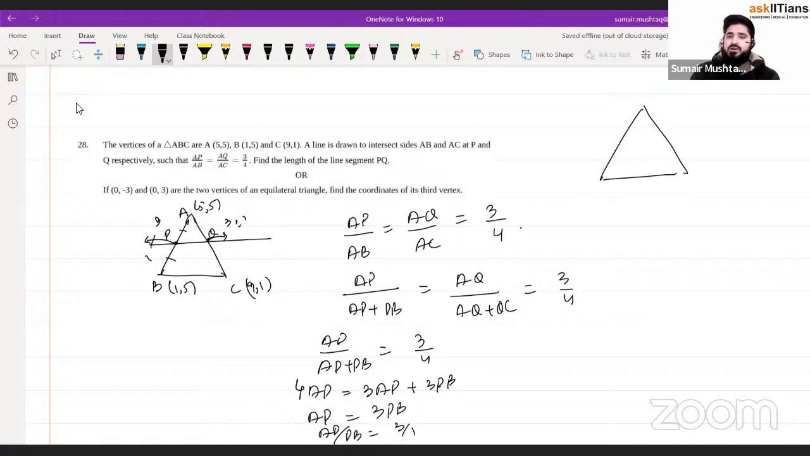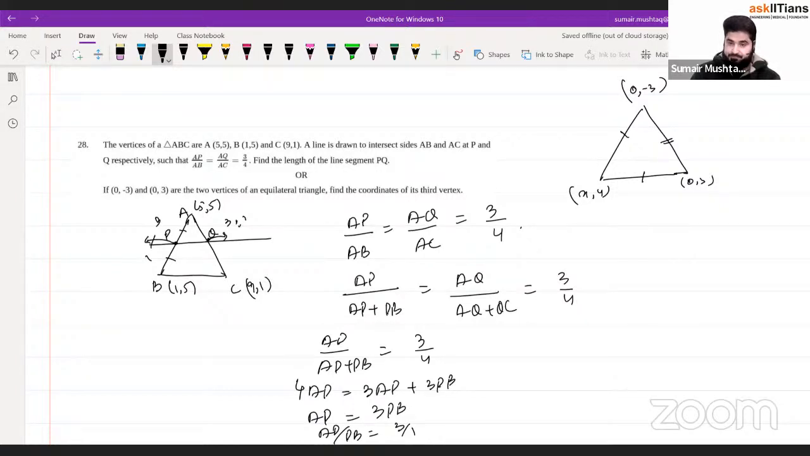Let us suppose the coordinates of the third vertex is 0, -3, or let us suppose it is 0, 3. This will be both on the y-axis. Suppose it is there. This is your triangle. Now, first of all, tell me this distance. Can you get it? You can equate these two distances and get the answer of the third vertex. Very easy thing.